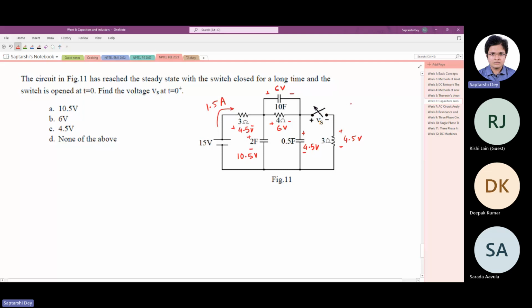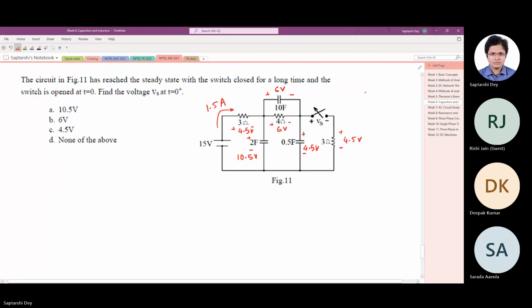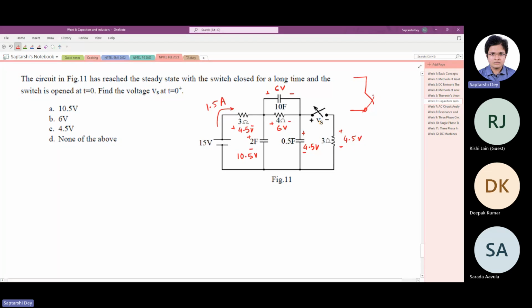As soon as you open a switch, there is a voltage across it. When a switch is closed, it is carrying some current and the voltage across it is 0. When you open the switch, it is blocking some voltage and current is 0. Now, the question is the switch is opened instantly, then how much is the voltage across it?